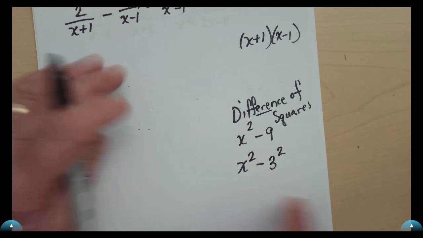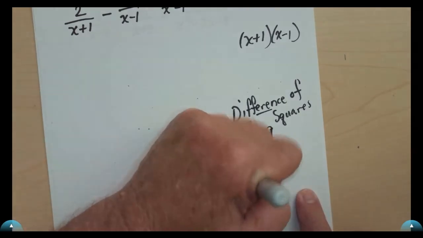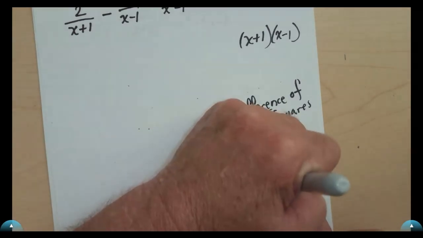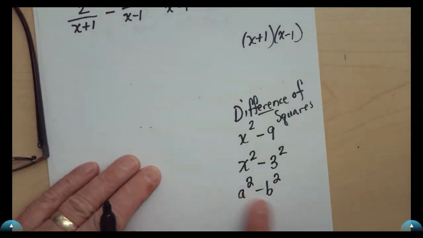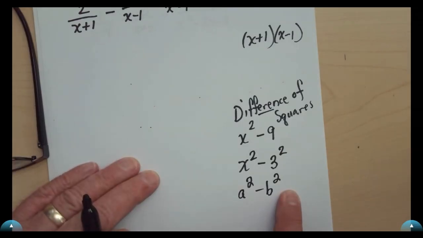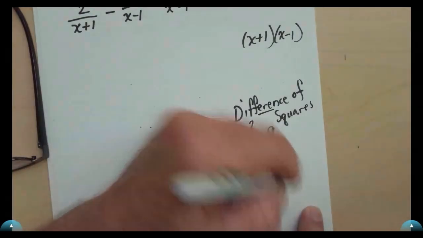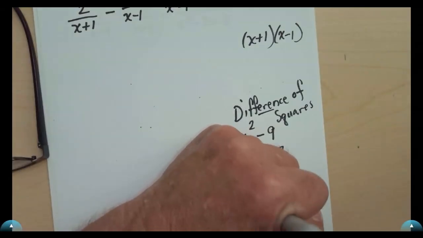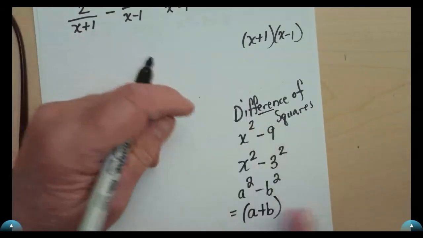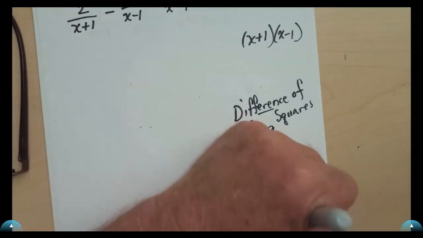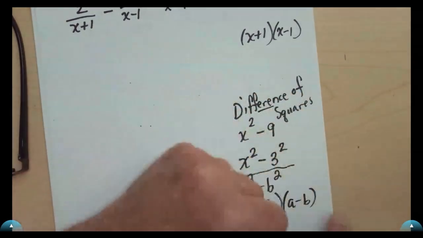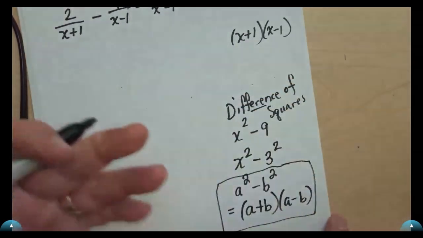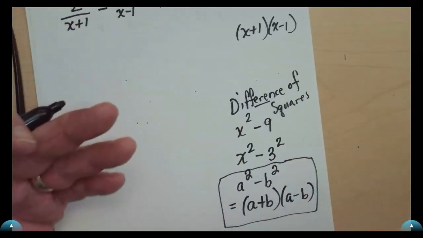So anytime you do that, it turns out, if I have anything that looks like a squared minus b squared, in other words, anything to the second power minus some other thing to the second power, it always factors this way. The first thing plus the second thing, a plus b, times the first thing minus the second thing, a minus b. And that is called the difference of squares formula. It's a factoring formula. It works every single time.